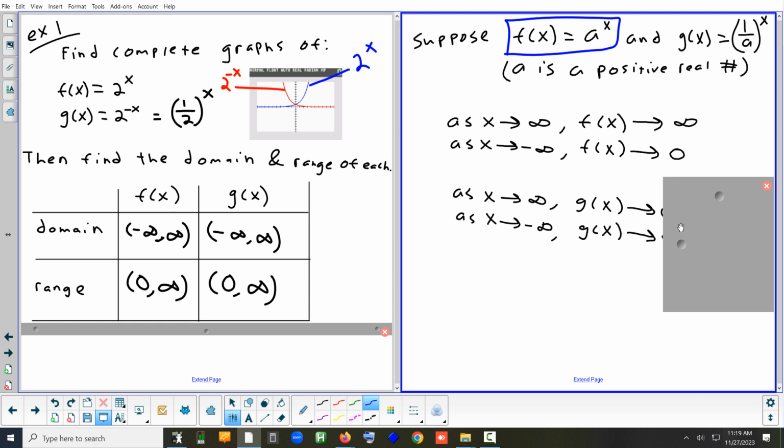Now for g of x, that's when you have a fraction to a power. It could be 1/2 to the x, 1/3 to the x, 1/10 to the x. Doesn't matter. It's going to look something like the graph in red. So on the red graph, as you head to the right, what does your y value get close to? It gets close to 0. And again, on the red graph, as you head to the left, what does your y value get close to? Infinity. Yep.